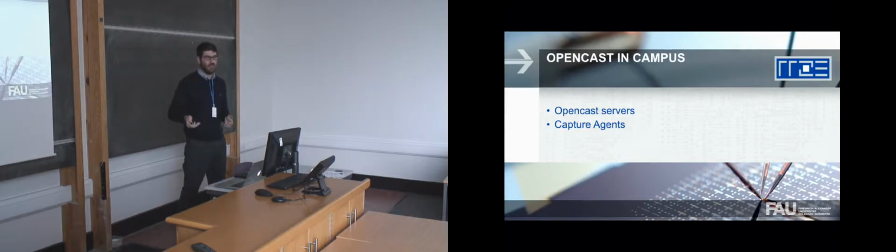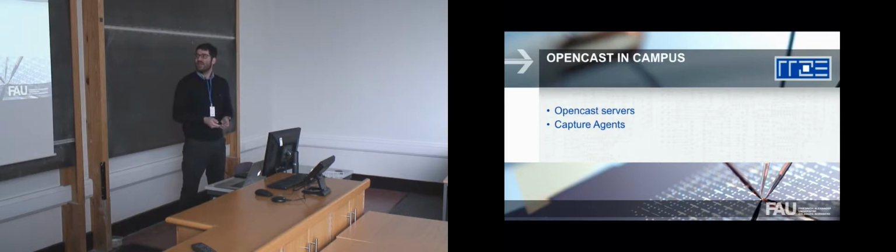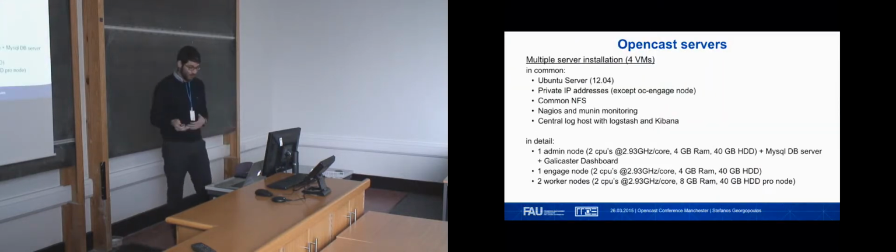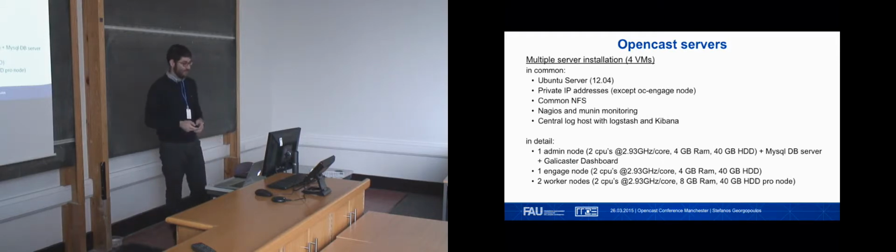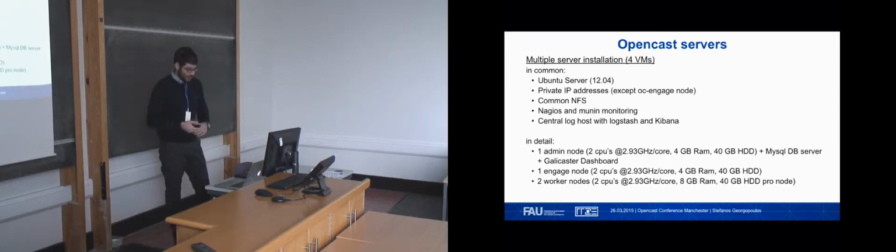And then came Opencast a year ago. I started with some tests. And right now, we have a multiple server installation. We have four VMs, and in common they have Ubuntu server 12.04. We have private IP addresses, except for our Engage node. We have a common network file storage server. We have Nagios and Woolin monitoring. And we also have a central log host with Logstash and Kibana.